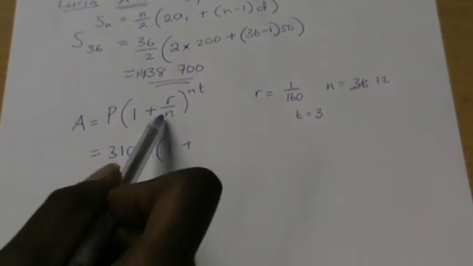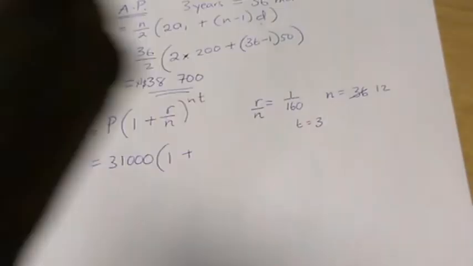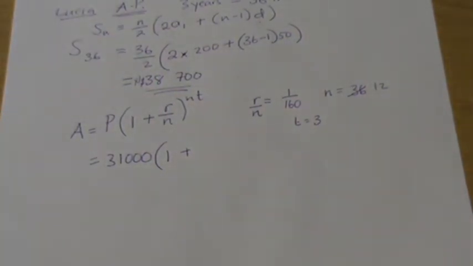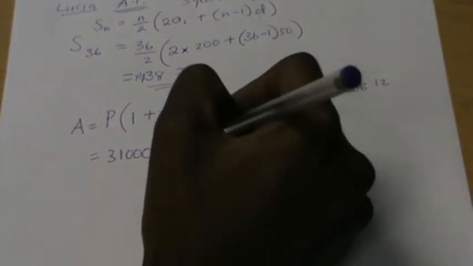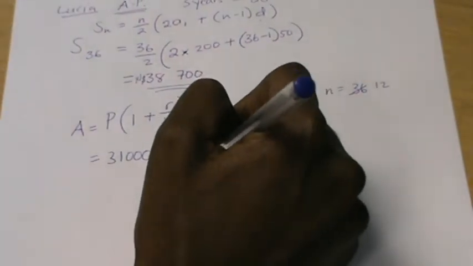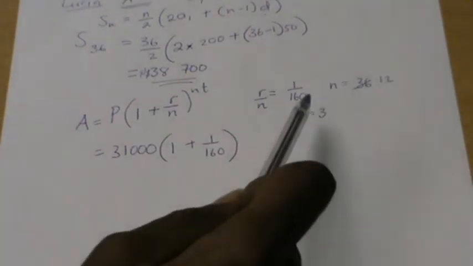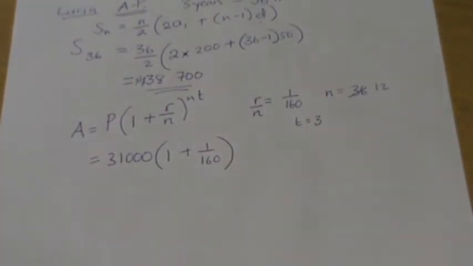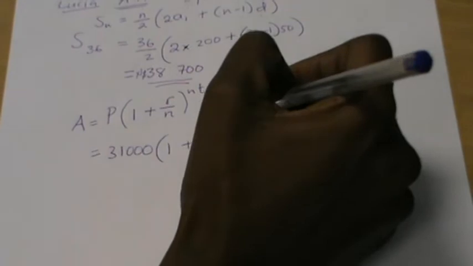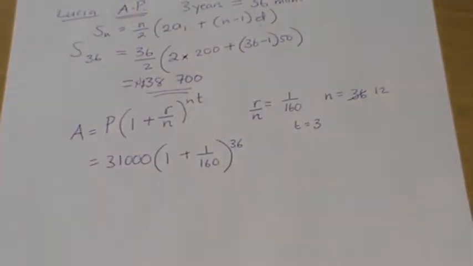Okay, so this R over N, I've already worked it out. In fact, it should be this value over here because I said my rate, which was 0.075, and then I divided it by 12. So I've already done that. So this should just be 1 over 160. And then the exponent over here is n, 12 times 3. Well, the number of times it will be compounded, which is 36 times. So this is to the power of 36.